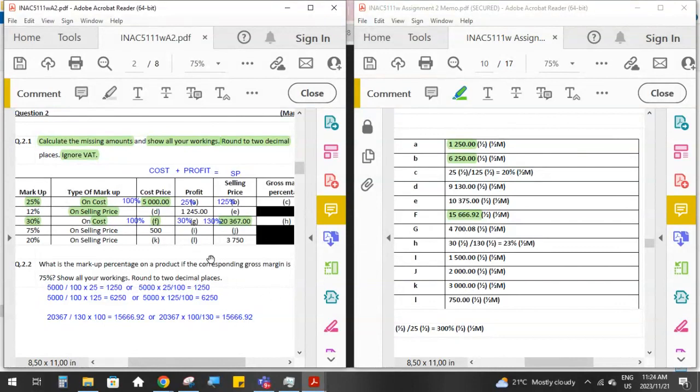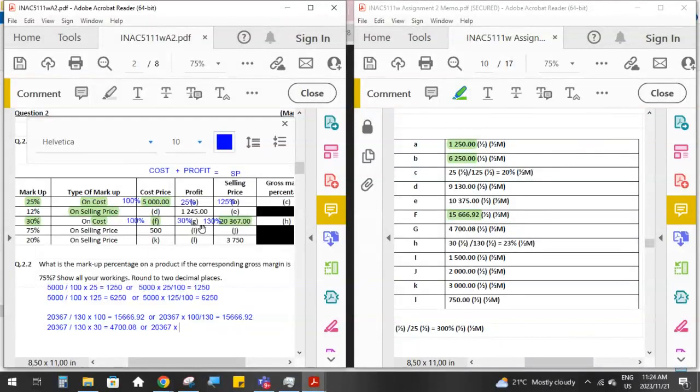So if I want to work out G, which is the profit, I take the rand value that I've got, 20367, I divide it by the number of parts that I've got, which is 130, and I multiply it by the number of parts that I want, which for the profit is 30. So my value for G is going to be 20367 multiplied by 30 at the top, and 130 at the bottom, equals 4700.08.